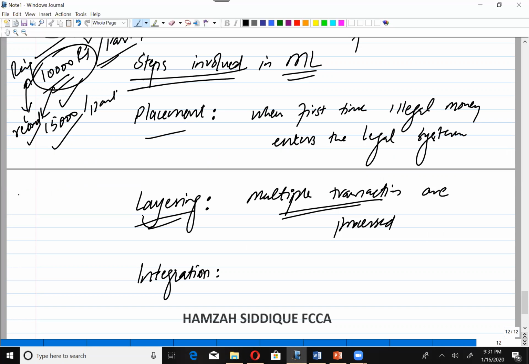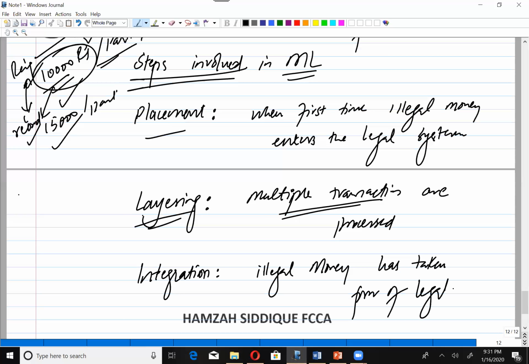Integration. Now, this is the stage where illegal money has taken the form of legal money. Yes, integration. It has been integrated with the legal money. Now they can use it for investment, business purposes, etc. Now, next.